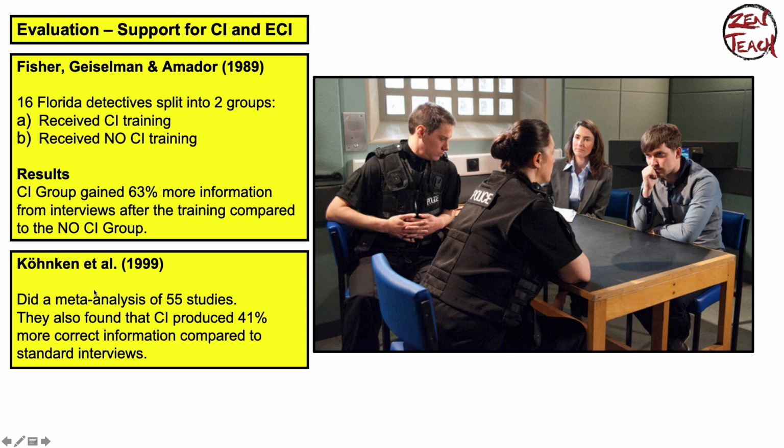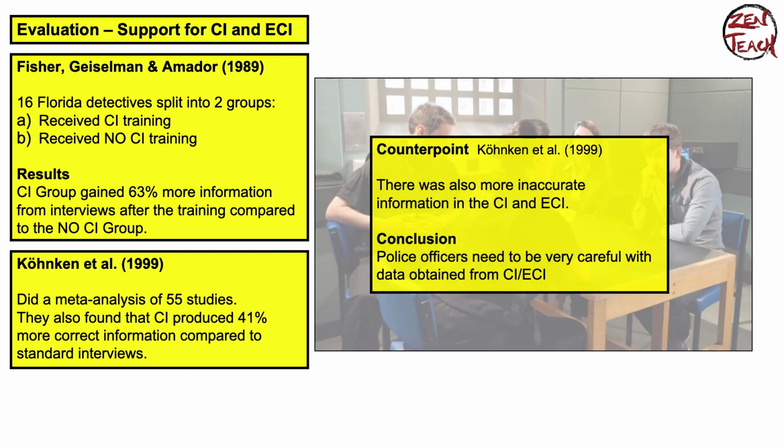And Köhnken et al. found the same. He did a meta-analysis of studies that looked at the cognitive interview, and he found that on average police officers that had the cognitive interview training produced 41% more correct information compared to the standard interviewees. Now, the counterpoint also from Köhnken is that actually the information was less accurate. Yeah, you had more information, but it was on average less accurate.